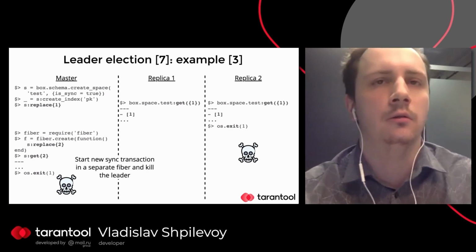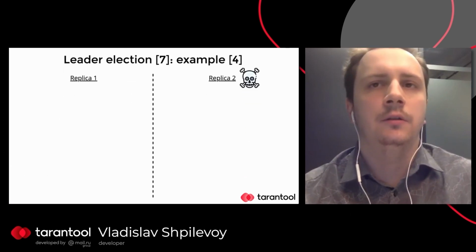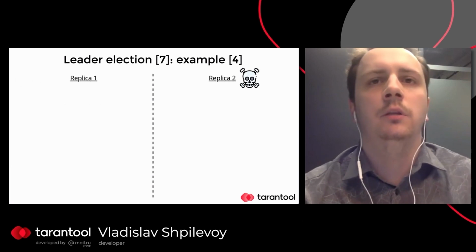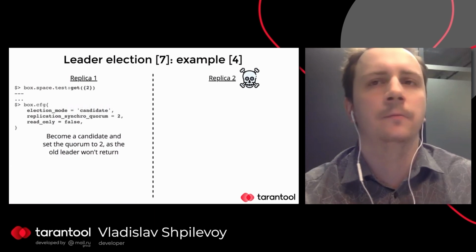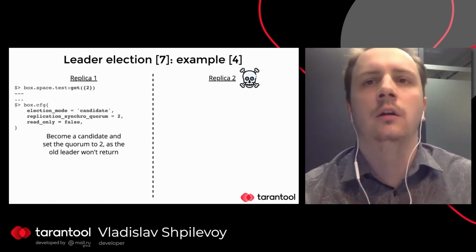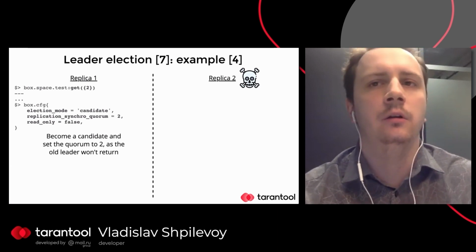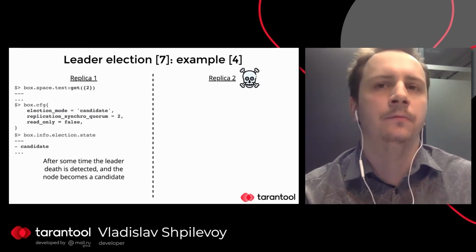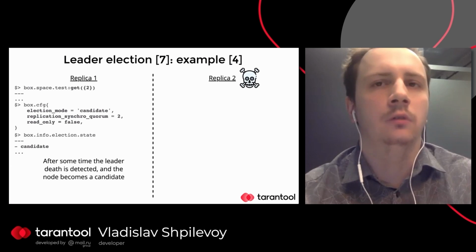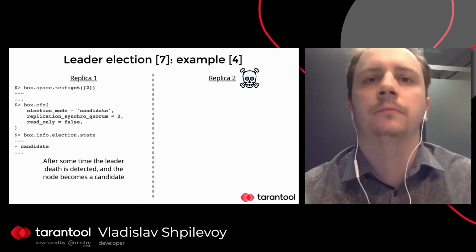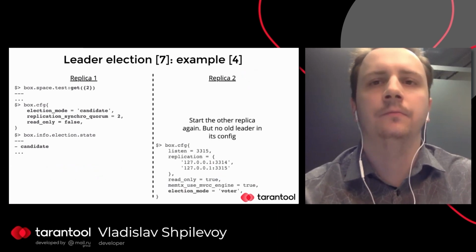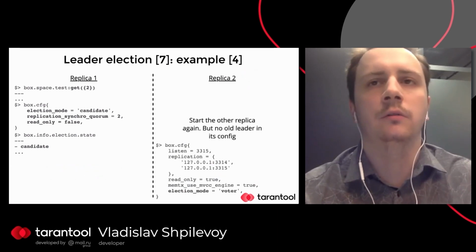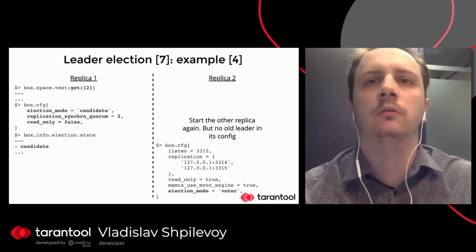Now the cluster has no leader. I see that the transaction is not committed on the live replica. I make this replica a candidate and set quorum to 2, as the old leader will not return. After some time, I see the replica became a candidate when it sees that the old leader is dead, and starts an election. Then I start the second replica again as a voter, so it would vote for the other replica.